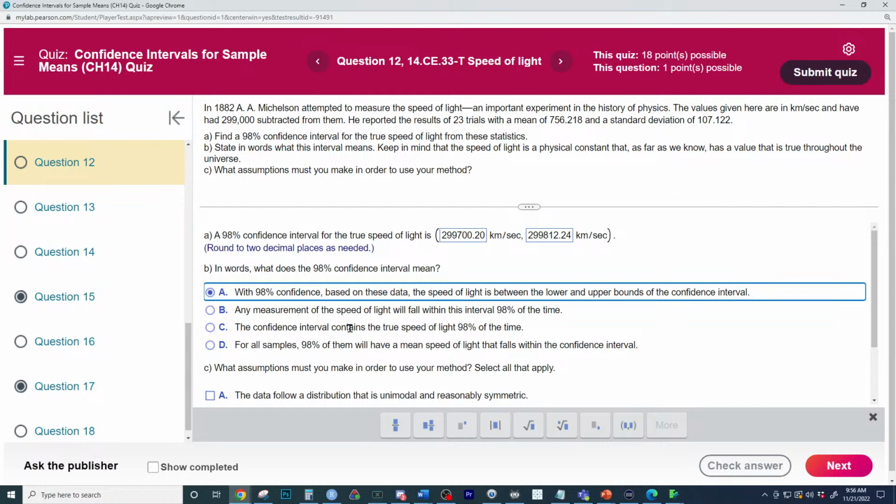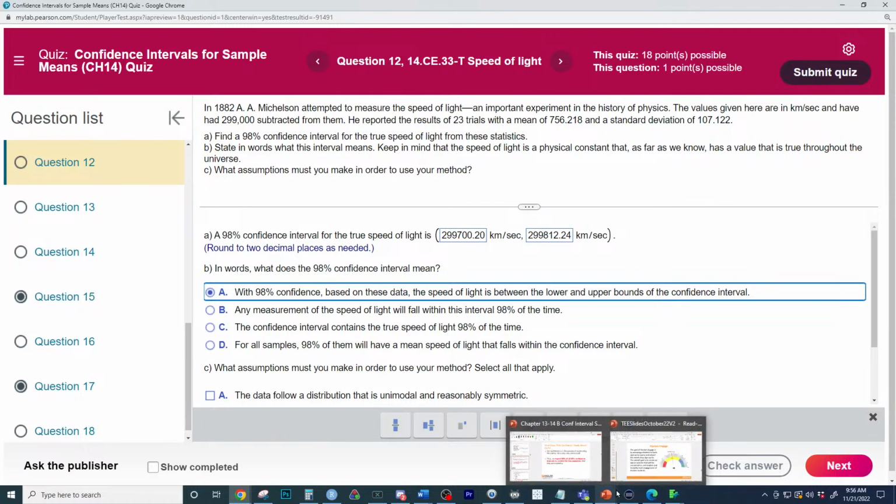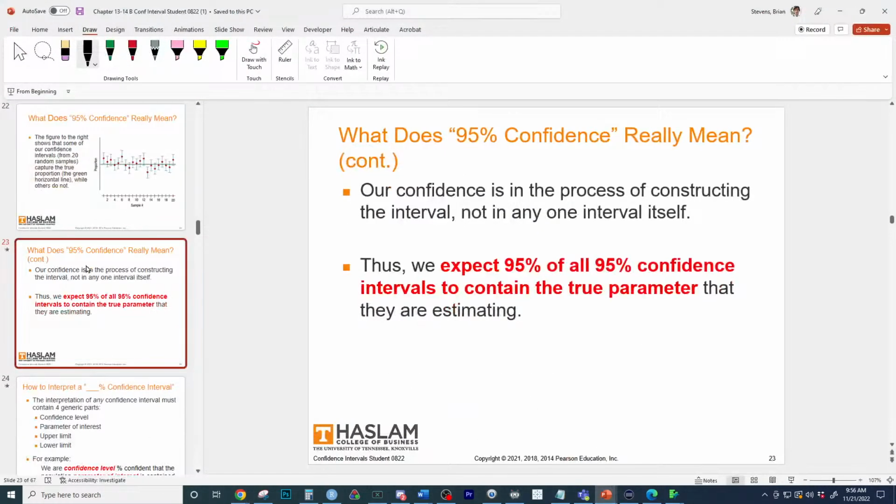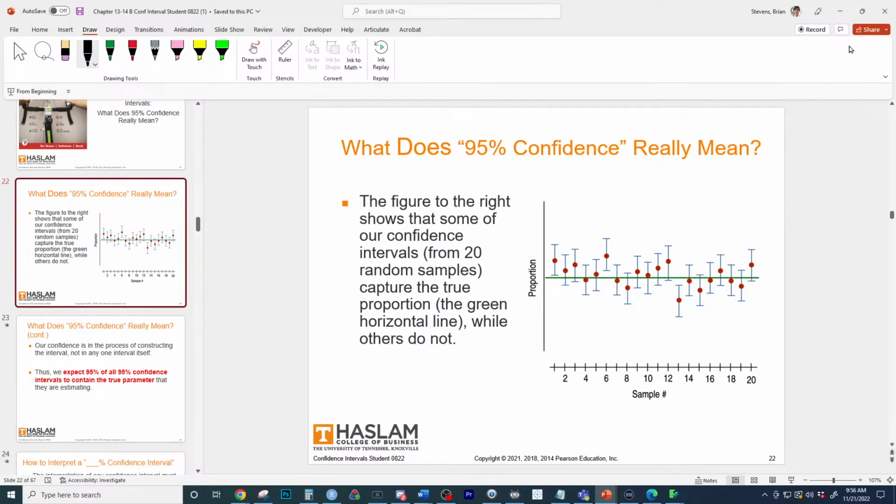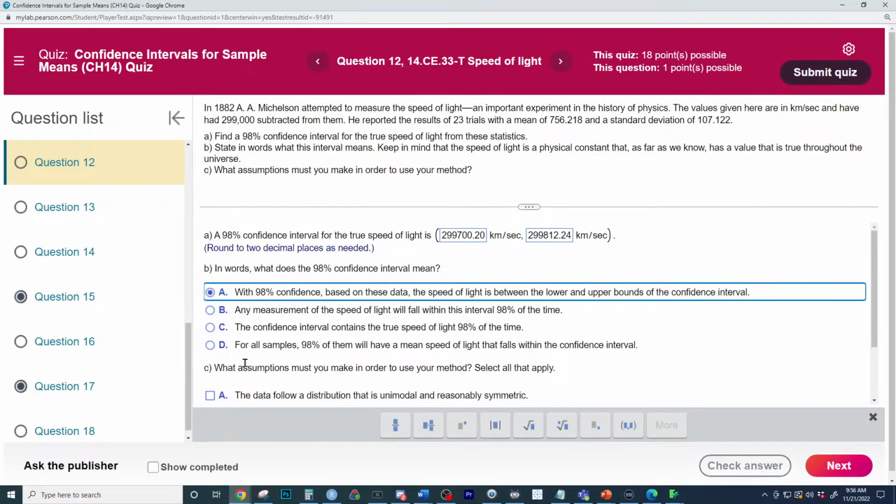No. The confidence interval contains the true mean. Not this confidence interval. It's about the process. It's not about one interval. It's about multiple intervals over a long period of time containing the truth. So it's not about this confidence interval. Yeah, for all samples, 98% of them will have a mean speed. No, the truth doesn't fall in the interval. With 98% confidence based on the area realized between the upper and lower.